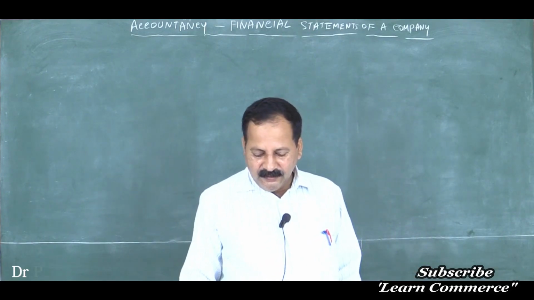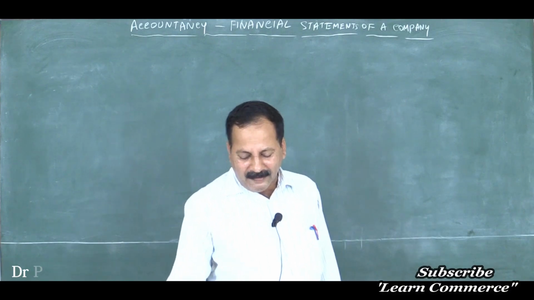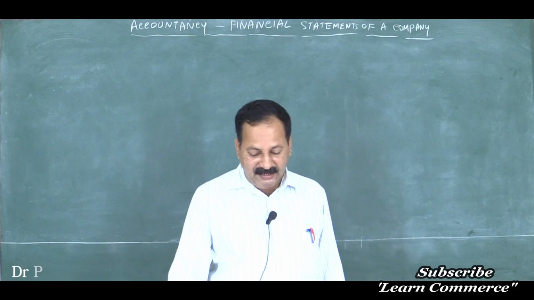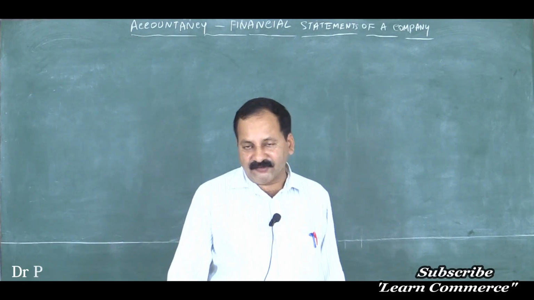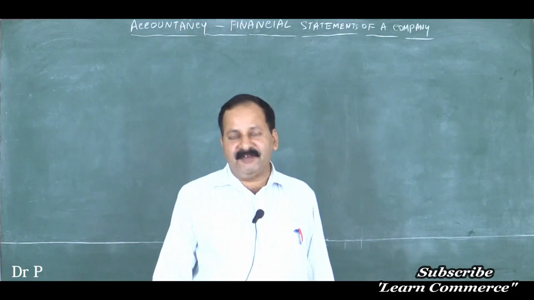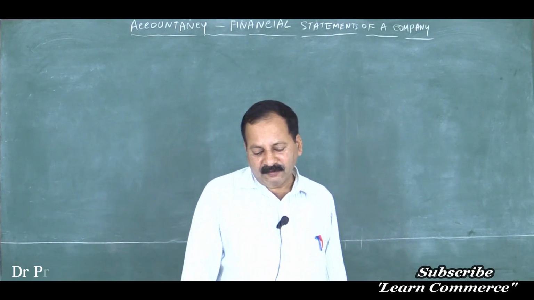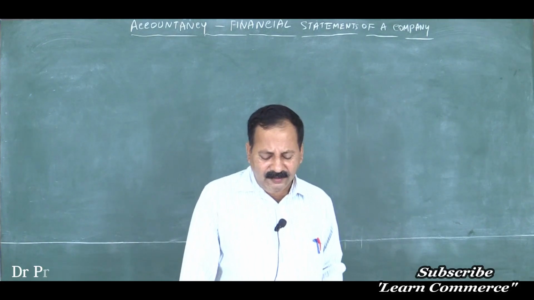From the following details, you are required to prepare a statement of profit and loss for the year ended 31st March 2018, as per Schedule 3 of Companies Act, actually it should have been Schedule 6 of Companies Act 2013. Clear? Particulars and amounts are given here.